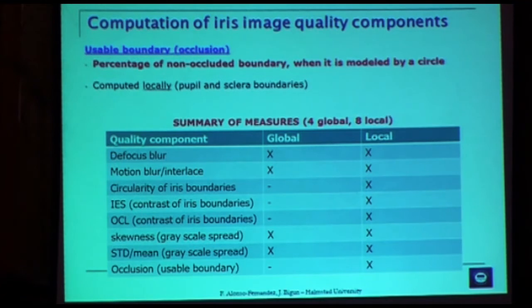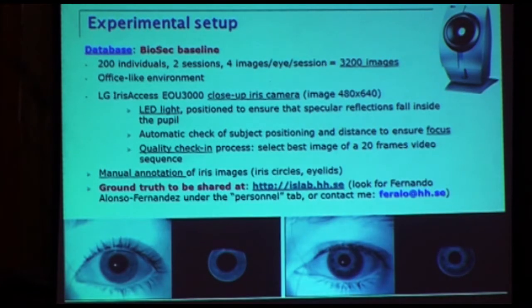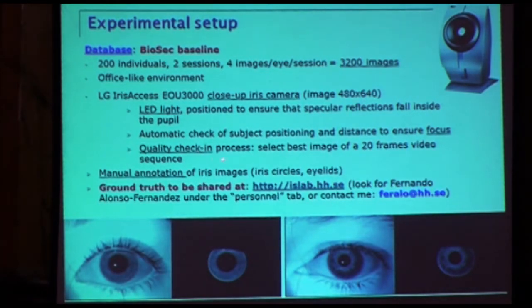For the experiments, we use the Biosec baseline database, which has more than 3,000 iris images, acquired using an LG close-up scanner with LED illumination positioned to ensure that reflections fall inside the pupil. And this sensor also incorporates some check of subject positioning and distance to ensure that the images are focused in some way, and also it selects the best image of a 20-frame video, so it already incorporates some kind of quality selection.